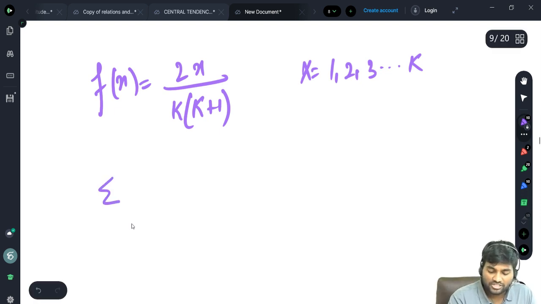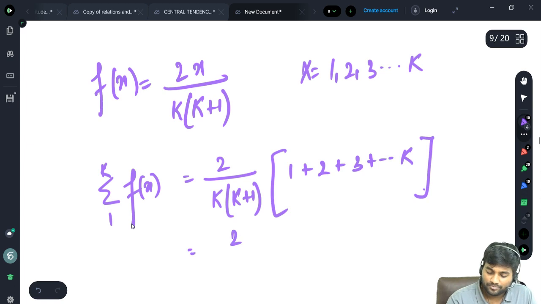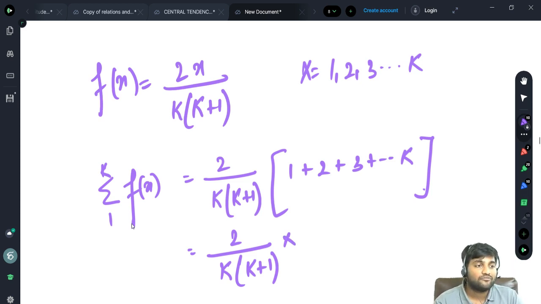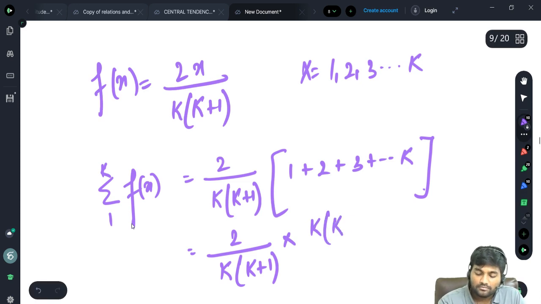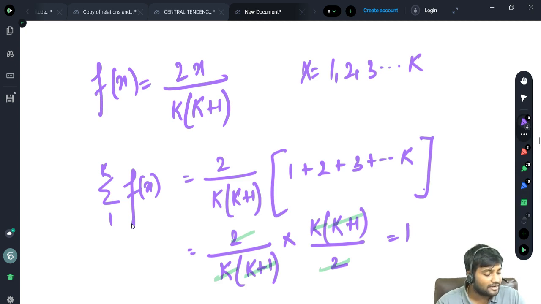So summation of f(x), x runs from 1 to k, will be 2 by k(k plus 1) into 1 plus 2 plus 3 plus dot dot dot up to k, yes or no? Into the sum of first k natural numbers, which is k(k plus 1) by 2. So it is 1, total probability is 1, so therefore it is a valid PDF.